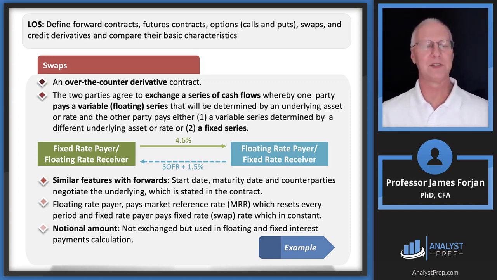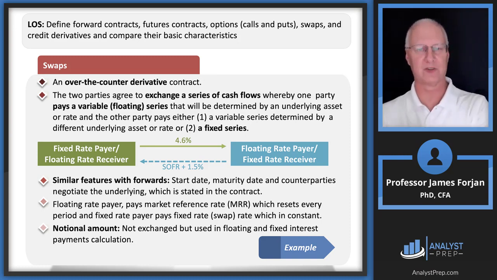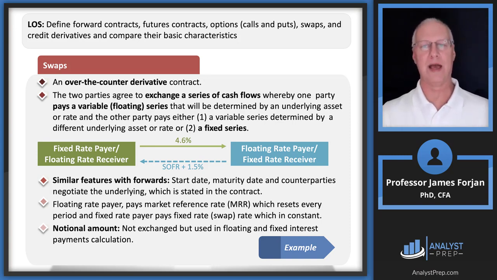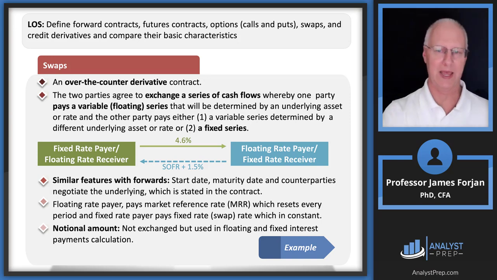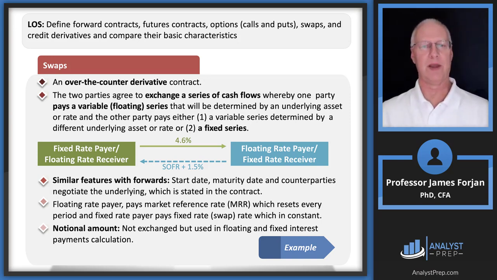So look at that second diamond point. Exchange a series of cash flows whereby one party pays a floating rate and the other party pays either a floating rate in my example or a fixed rate. Most common swap contracts are exactly what the green and the blue say, right? Here we go. We're the green first. We're a fixed rate payer, so we're going to pay a fixed rate over here. And on the other side, it's the floating rate payer, so that entity is going to pay a floating rate.